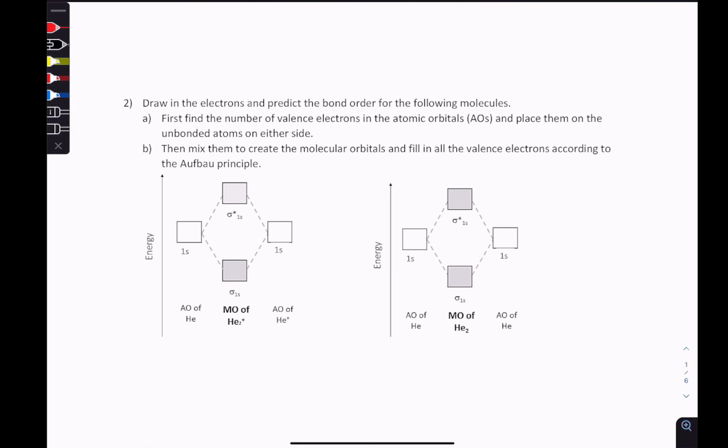Actually, maybe we should just switch to the worksheet. So how many valence electrons does helium have? How many valence electrons? 2. So each of these is bringing 2. And what we're representing here is where those electrons come together and combine. So we have to use all of the electrons that both of these are bringing together and fill in until we run out of electrons.